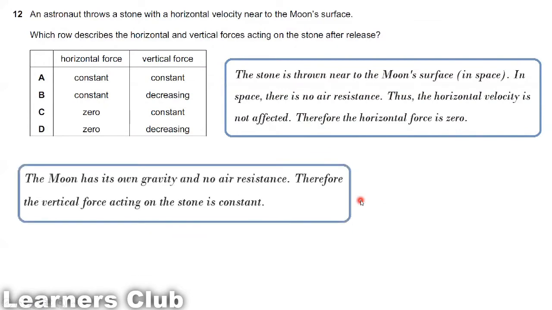In case of vertical force, the moon has its own gravity and no air resistance. Therefore, the vertical force acting on the stone is constant. Why is it constant? Because the vertical acceleration is going to be the gravity of the moon. So when the acceleration remains constant, the force remains constant. So from this option, your horizontal force should be 0. So it's either C or D, but your vertical force should be constant. Therefore, your option is C.